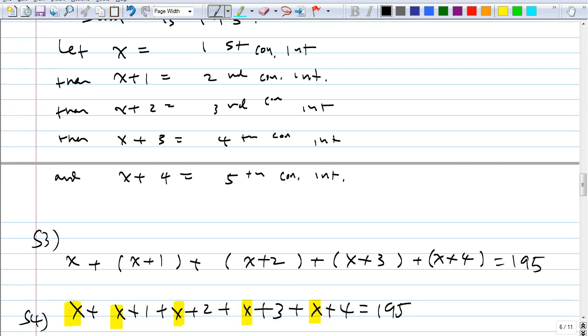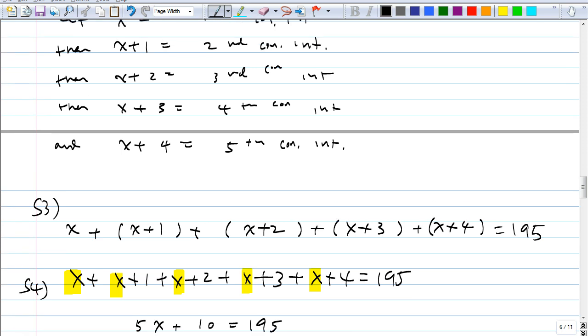So, could we just write it this way? X plus 1, X plus 2, X plus 3, X plus 4. Does that make sense? Because you're really distributing 1 to each of these binomials, right? So the parentheses go away. Now, Royce, what do I get? How many x's do I have? 5. So what does it turn into when you simplify the left side? 5x plus 10. 10 equals to 195.